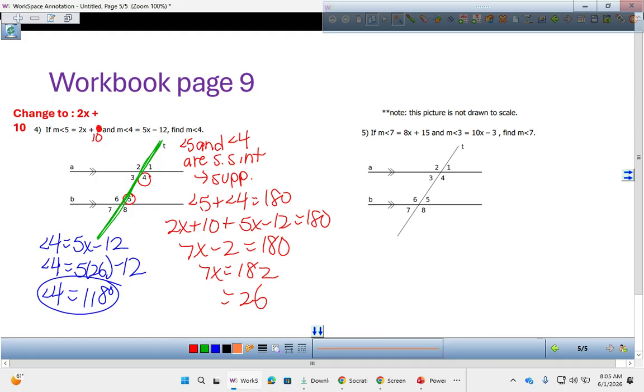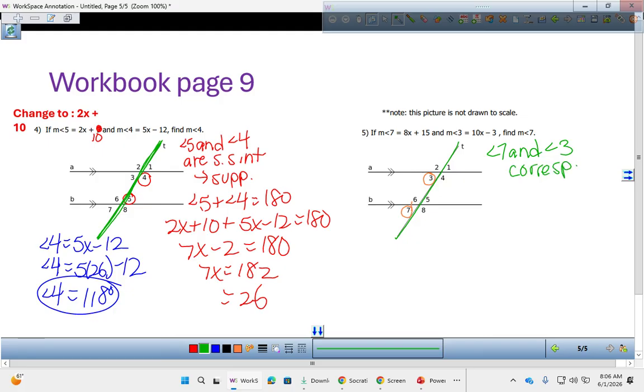For this one, we have angle 7 and angle 3. Those angles are also on the same side of the transversal, but they are not same side interior because angle 7 is not interior. It's on the outside. And they're not same side exterior because angle 3 is on the inside. Anybody remember what these are called? Corresponding angles. Angle 7 and angle 3 are corresponding angles.